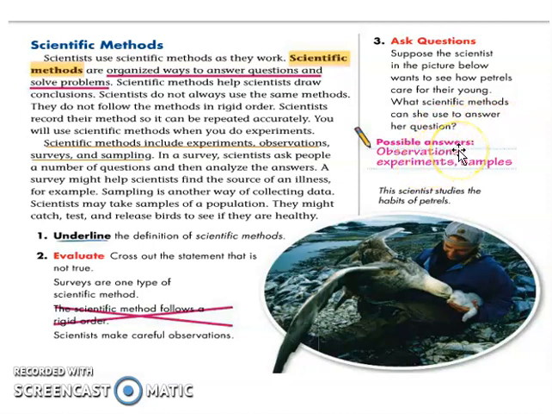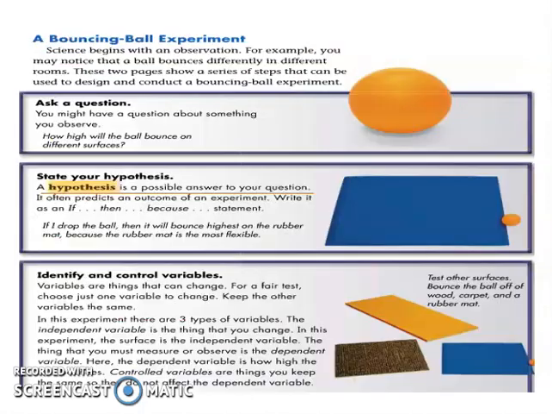She can use observation. She can also do an experiment with the bird, and she could also use samples. Samples are examples. That is the meaning of samples. Now, a bouncing ball experiment. This part in your book will tell you the steps of the experiment. The first step is, of course, to ask a question. In this experiment, the question is, how high will the ball bounce on different surfaces? I will repeat, this is the question that you need to figure out the answer to.